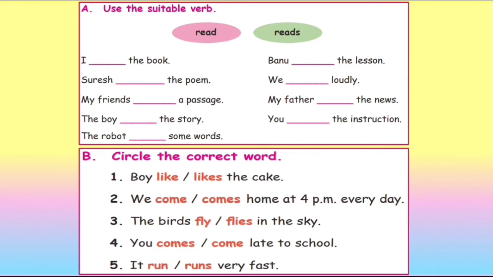Use the suitable form of the verb read in each of the cases. So I read the book. Suresh reads the poem. My friends read a passage. The boy reads the story. The robot reads some words. Banu reads the lesson. We read loudly. My father reads the news. You read the instruction. Choose the correct form of the verb. Solve this exercise in your rough book.